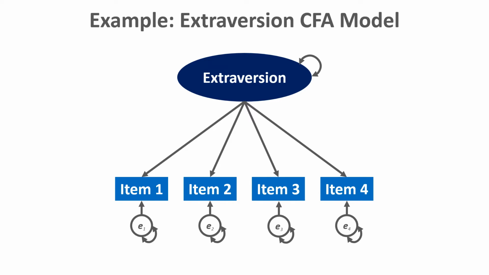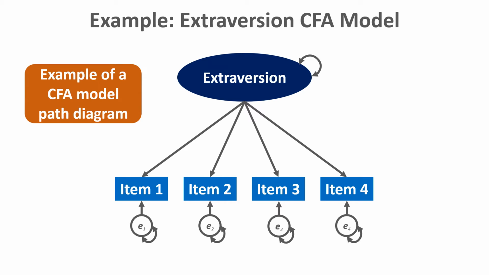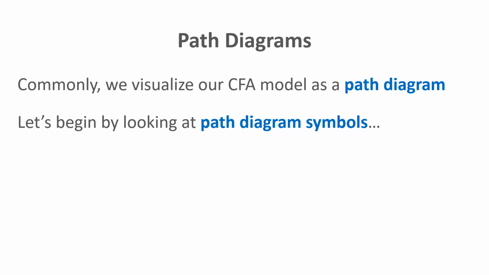So what we're seeing here is called a path diagram, and we're going to unpack that more in just a moment. So again, this is an example of a confirmatory factor analysis model path diagram. So let's talk about path diagrams and what they are and why they're useful. Commonly, we visualize our confirmatory factor analysis model as a path diagram, as this can help us understand and see what it is, in fact, that we're estimating and how we've actually specified our model.